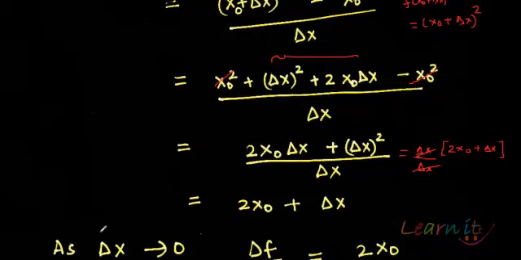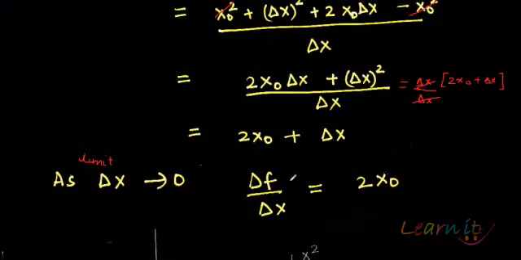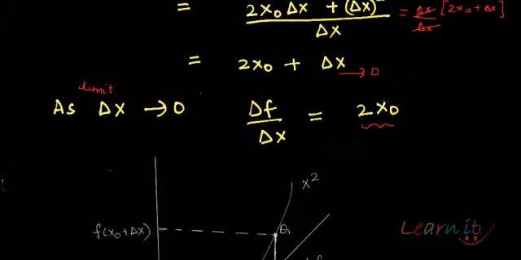Now I need to look at the limit as change in x goes to 0. As change in x goes to 0, change in f upon change in x equals, this term is almost going to 0, so it's just 2 x naught. Diagrammatically, if I want to look at it, what will it look like?